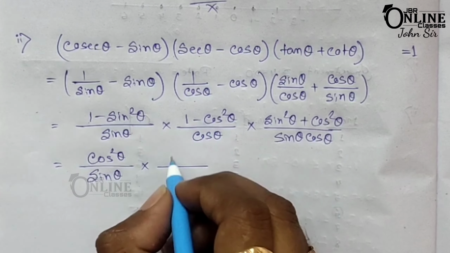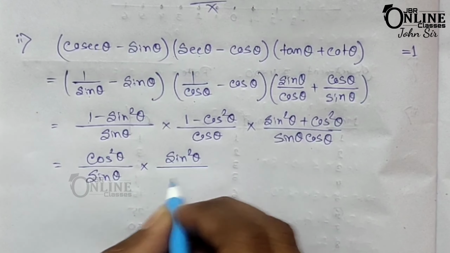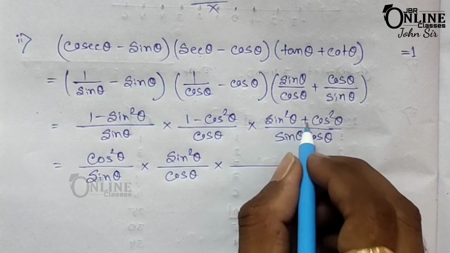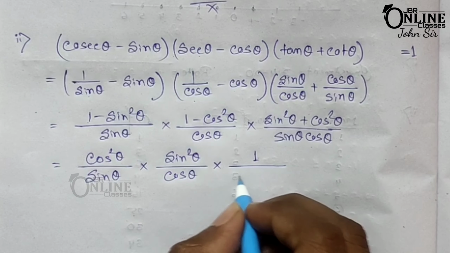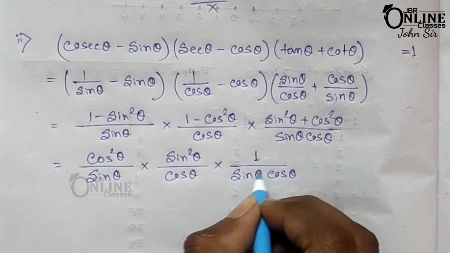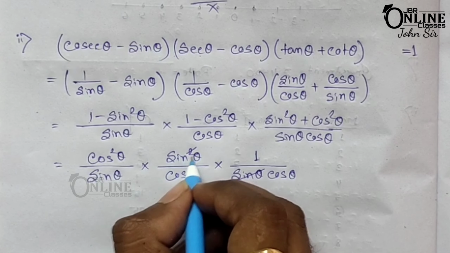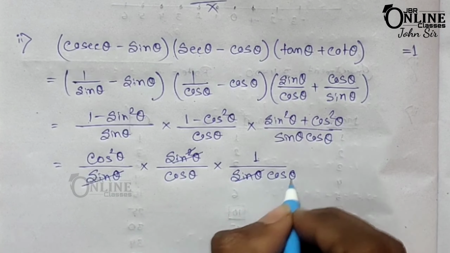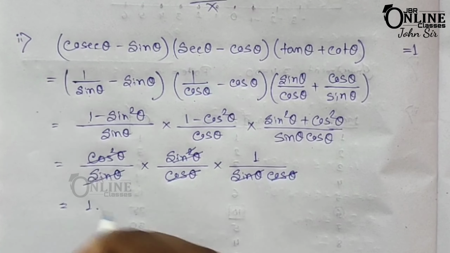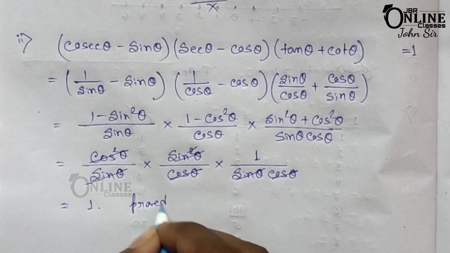Here also 1 minus cos square theta equals sin square theta divided by cos theta, and sin square theta plus cos square theta equals 1, so write down here 1 over sin theta into cos theta. Sin theta cancels out with 1, then again sin theta, then cos theta into cos theta, cos square theta, cancels out. So it becomes 1. That means proved.